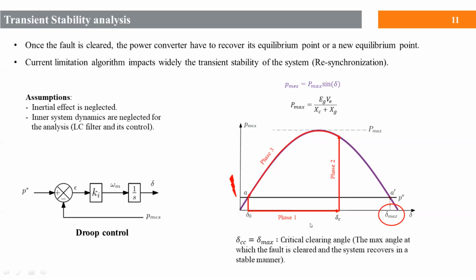We define a stable system if and only if delta C is equal to or lower than delta max, and this angle is defined as the critical clearing angle. If the inertial effect is considered, of course, we will have an acceleration after fault clearing, meaning that delta CC, the critical clearing angle, will be lower than delta max, which is not the case in this paper.